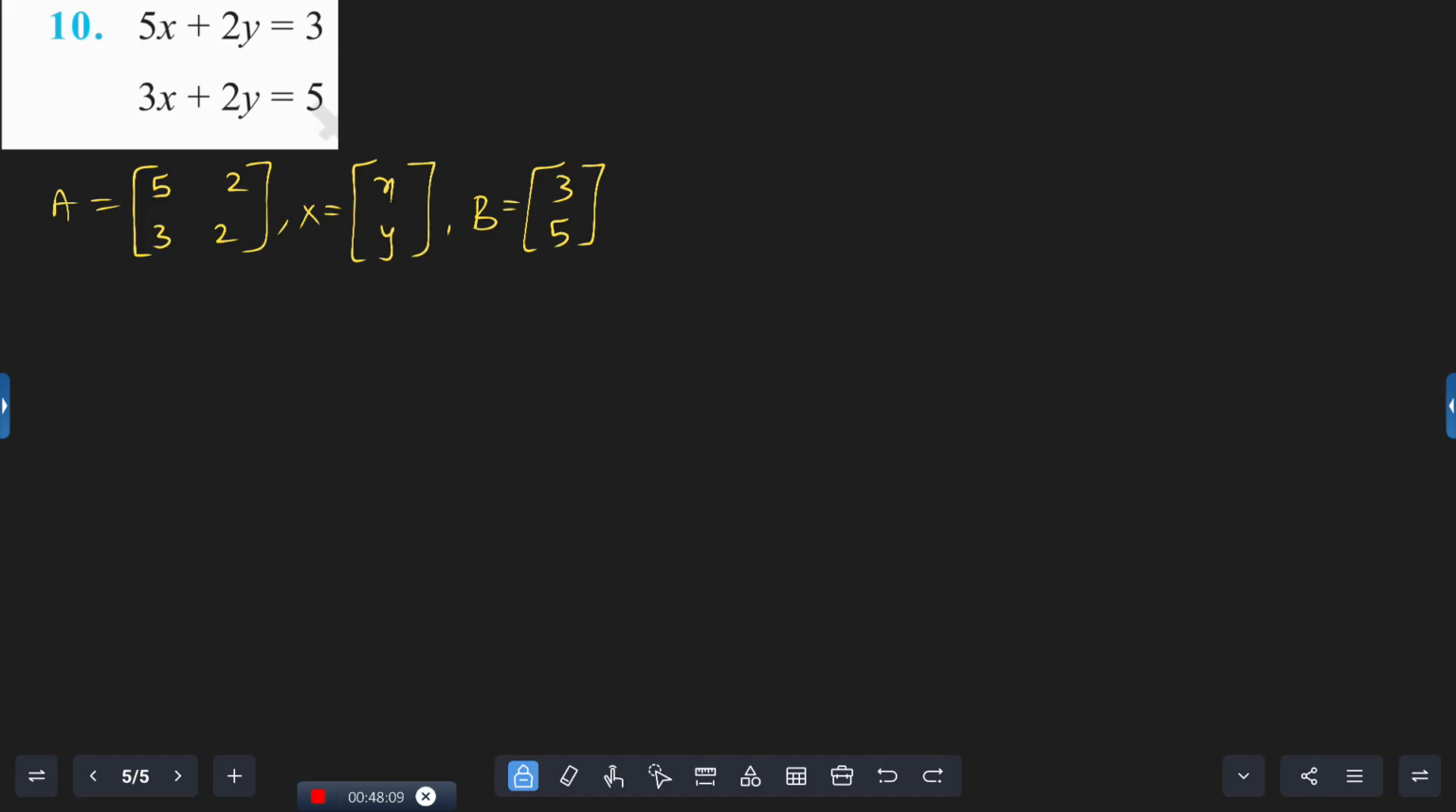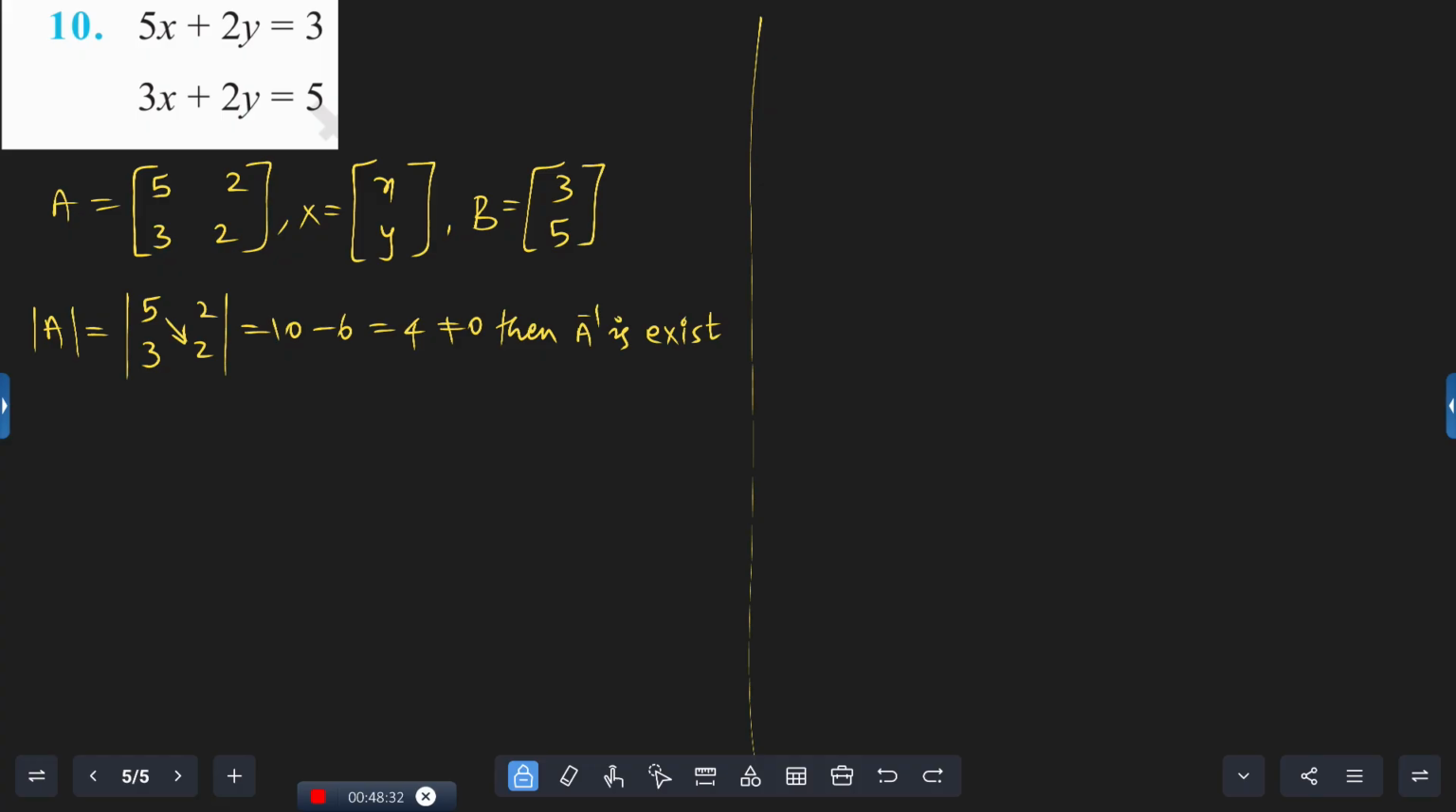Now normal work only. First what do we have to do? The determinant of A you have to find. So 5, 3, 2, 2. If you multiply, 5 2s are 10 minus 3 2s are 6, which is equal to 4. 4 is not equal to 0, then A inverse exists. Now we can find the adjoint of A.